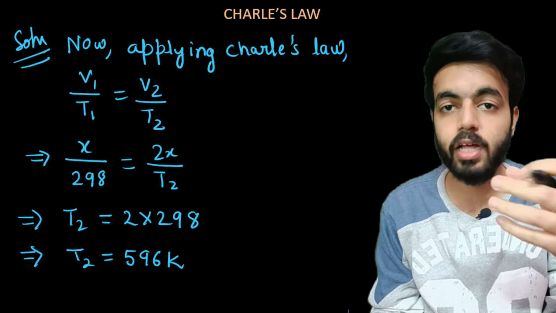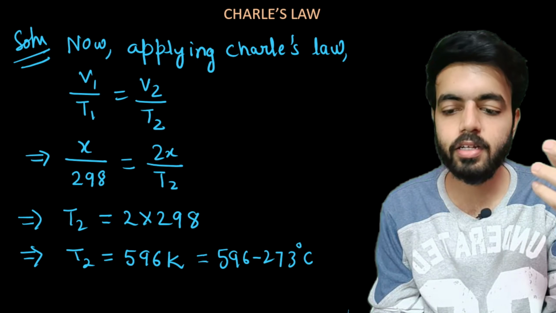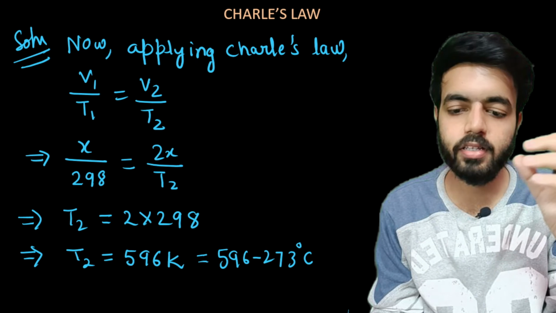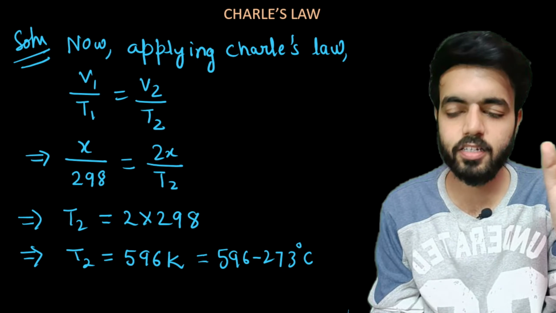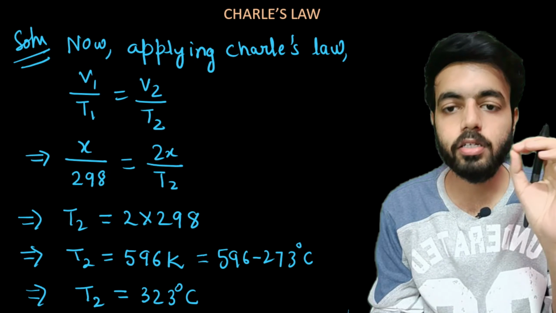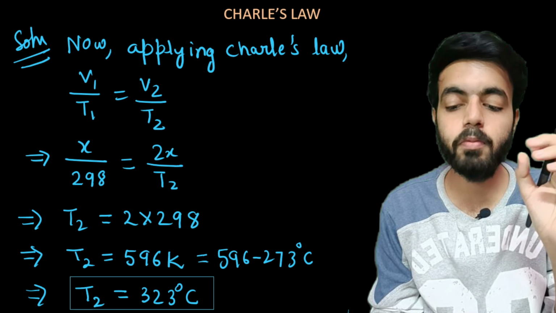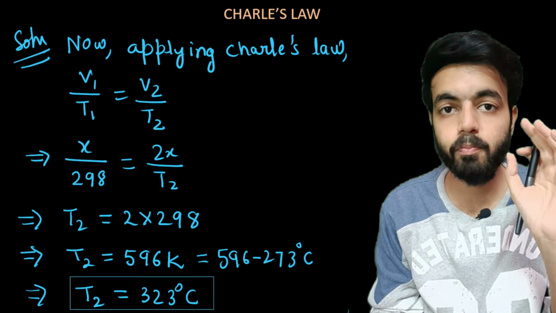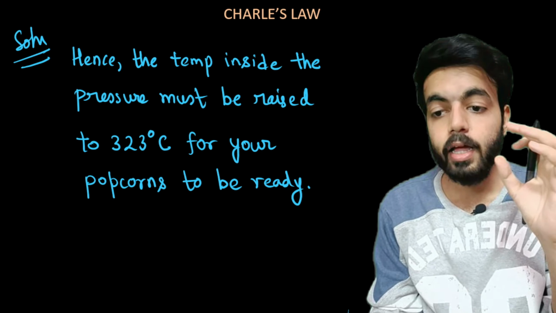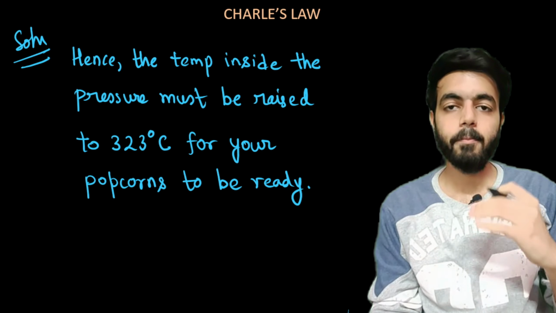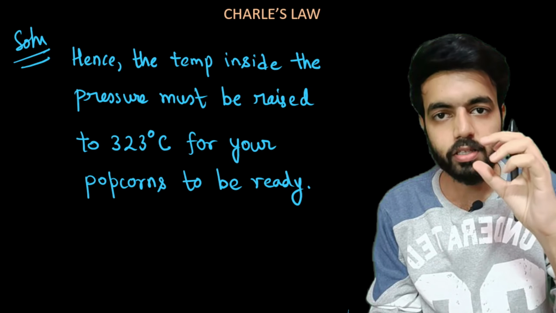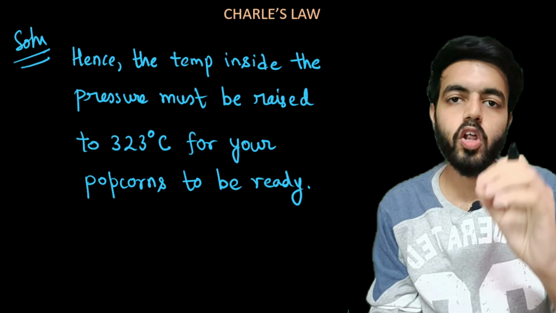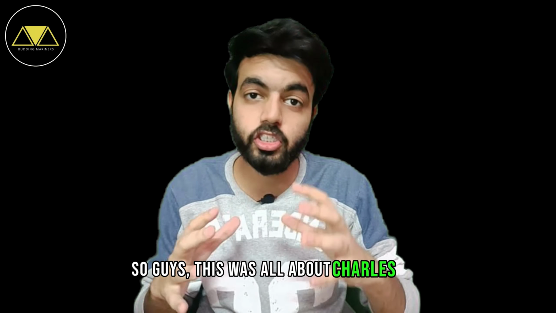अब आंसर आपसे पूछा है सेल्सियस में. Let's convert to Celsius. We subtract 273 from the Kelvin value to get the Celsius value. कितना आया आंसर आपका? 323 Celsius will be your final temperature of the pressure cooker. Hence the temperature inside the pressure cooker must be raised to 323 degrees Celsius for your popcorn to be ready. So guys, this was all about Charles' law.